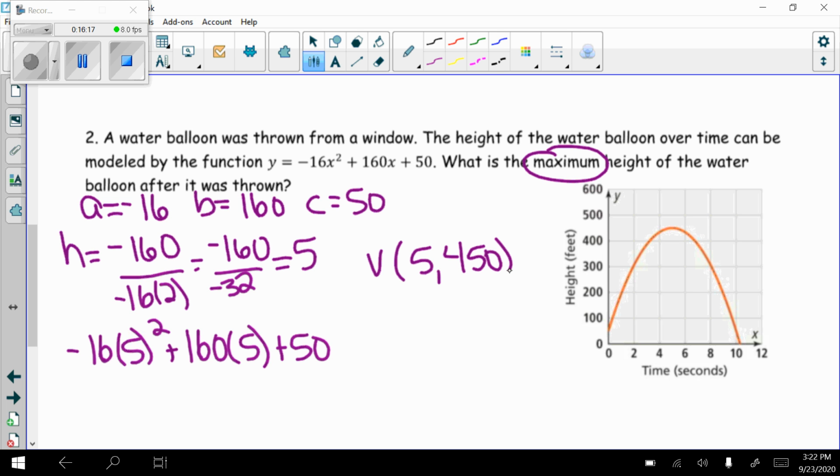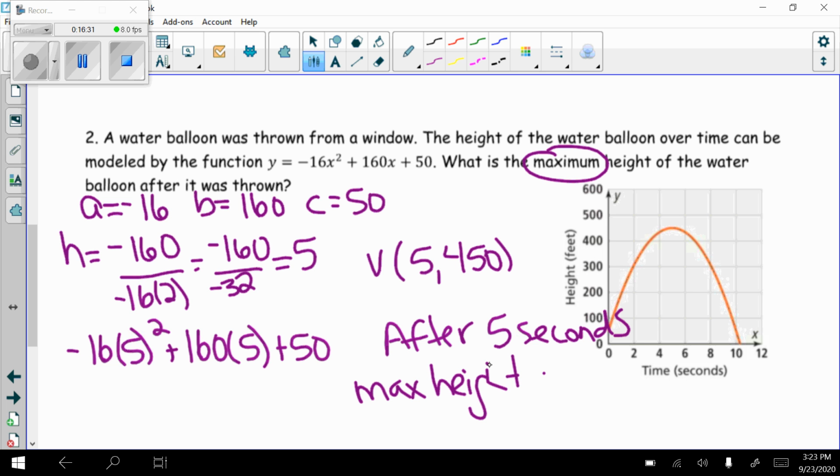So my answer to this, okay, after 5 seconds, my x value was 5, so after 5 seconds, the water balloon is at its max height of 450 feet, which seems a little unrealistic that if we started out at 50 feet and we throw a water balloon up in the air, then it makes it to 450 feet. But that's what this problem worked out to be. So that is day 1 of standard form of quadratic equations. We'll look at day 2 tomorrow.